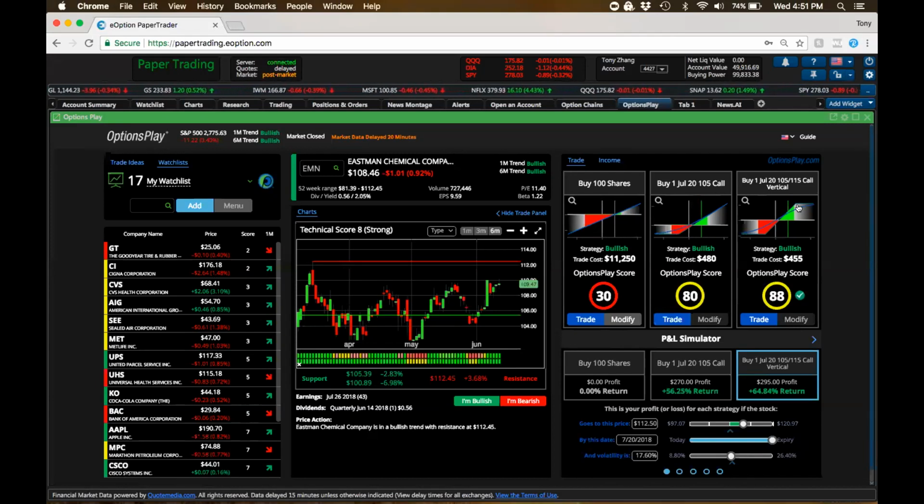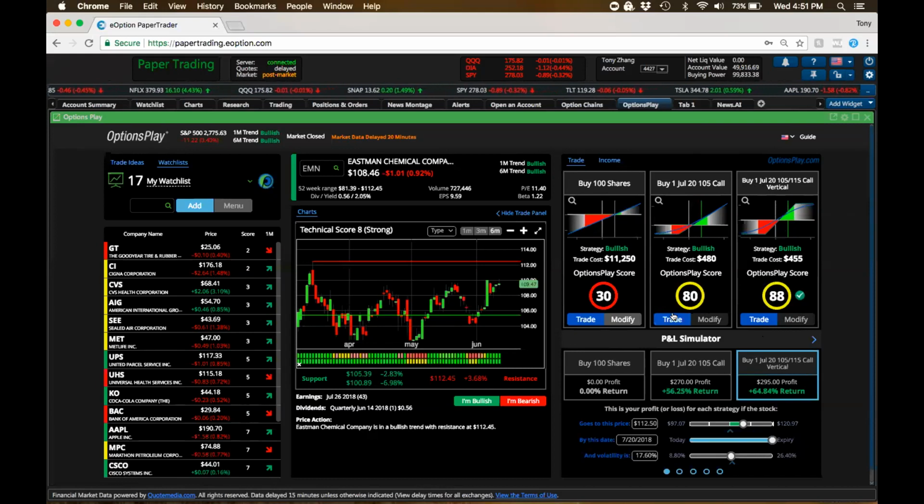For those of you that are a bit more advanced and looking to trade verticals, this is an option that you can take a look at. It costs you slightly less money, so $480 versus $455, reducing your risk a little further. And what that does is it actually increases your return. So instead of making a 56% return, you make a 64% return by buying that call option.